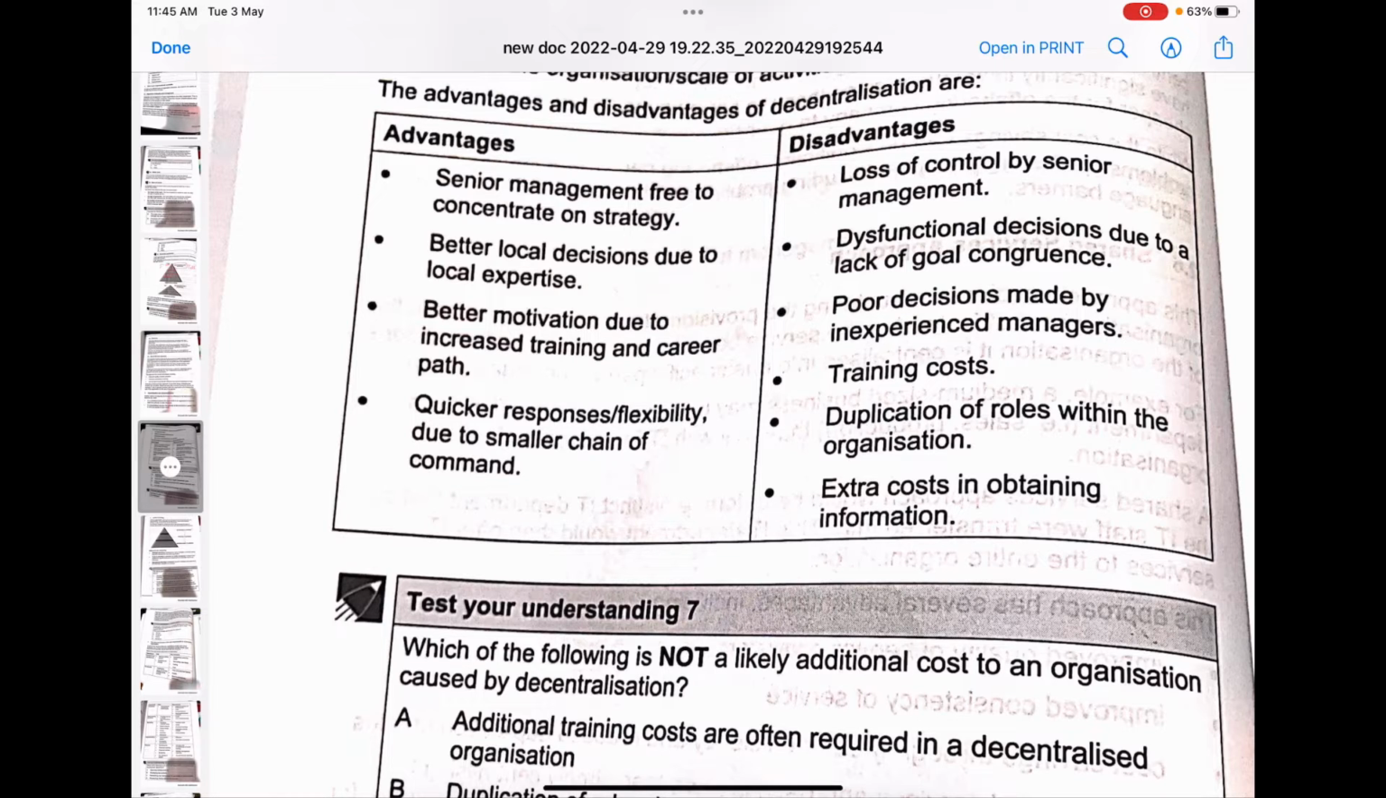Training costs. When you decentralize the power, the training needs to be done, so there is a lot of training costs involved. Duplication of roles within the organization. Obviously, roles have been duplicated once you decentralize it. Extra costs in obtaining information. You need to gather information when you want to take decisions, so costs are extra in obtaining the information.